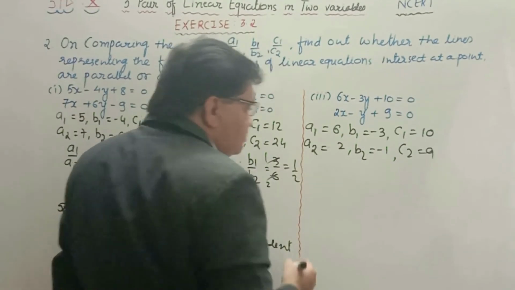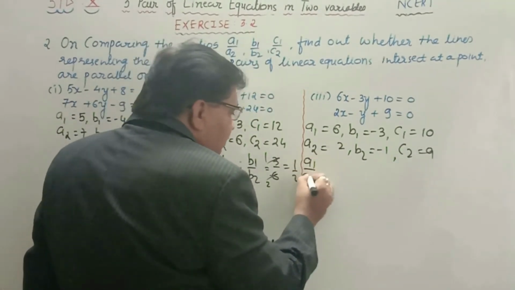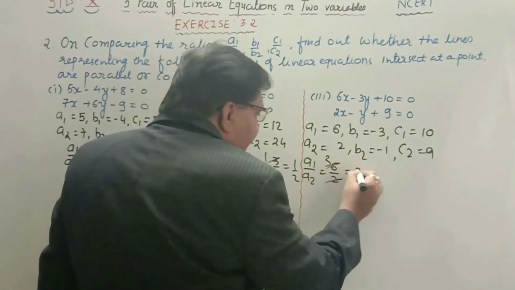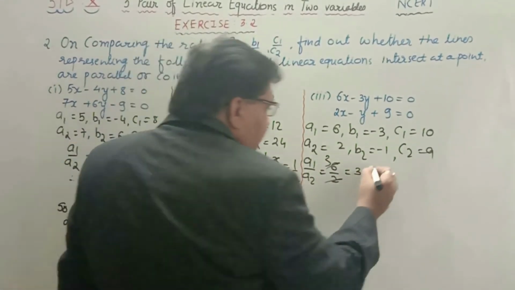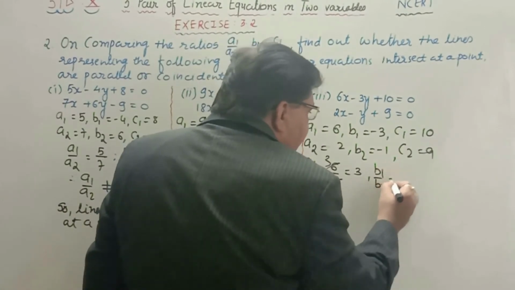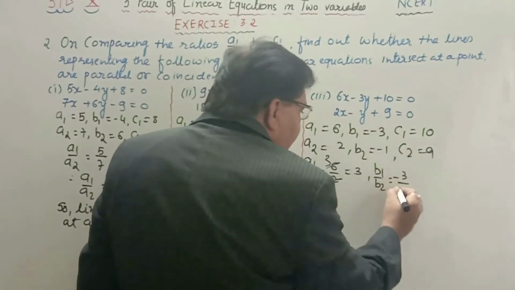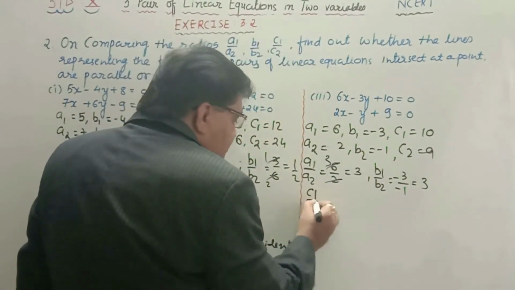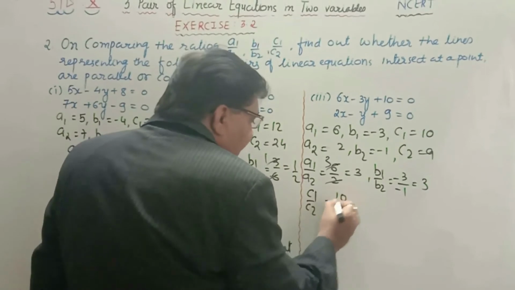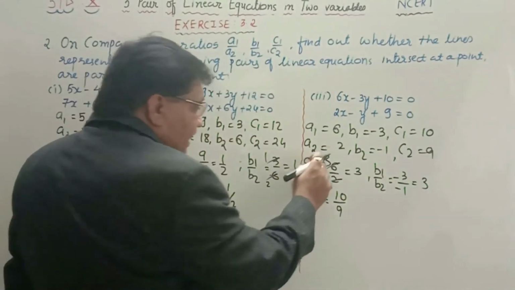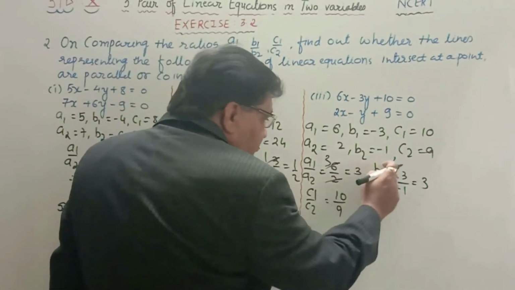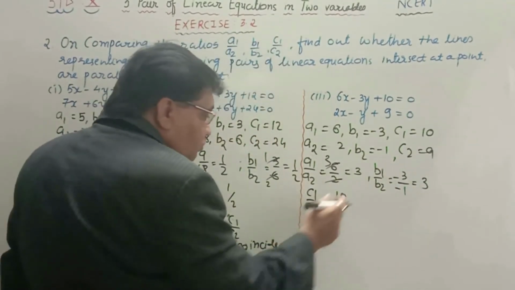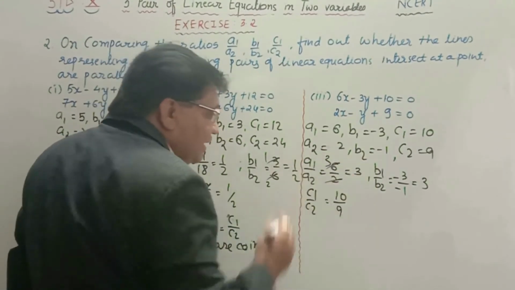Now we take the ratios A1 upon A2, 6 upon 2, 2 3s are 6, it is 3. B1 upon B2, -3 upon -1, we get here 3. And C1 upon C2, 10 upon 9. So A1 by A2 is equal to 3. B1 by B2 is equal to 3. दोनों सेम है, बट C1 by C2 10 by 9 है, वो दोनों के इक्वल नहीं है.